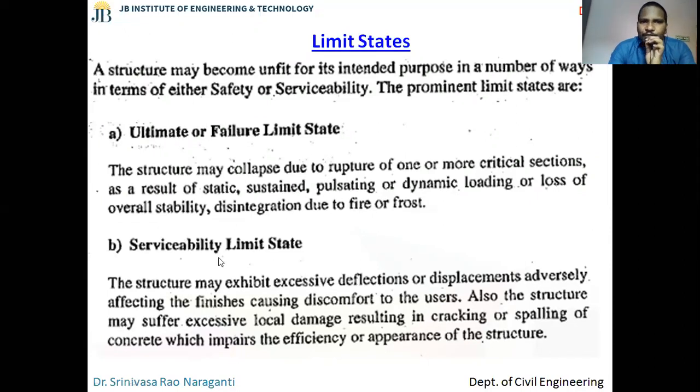The other is the serviceability limit state. That means it has not failed completely, but the structure has developed a lot of cracks, or it has excessive deflection, or more shrinkage. In those cases also we don't feel safe to use the structure, and we say the limit state has been reached from a serviceability standpoint, because the structure is not performing the way we want it to be. So basically, we divide limit states into two parts: the limit state of collapse, or failure limit state, and the serviceability limit state.